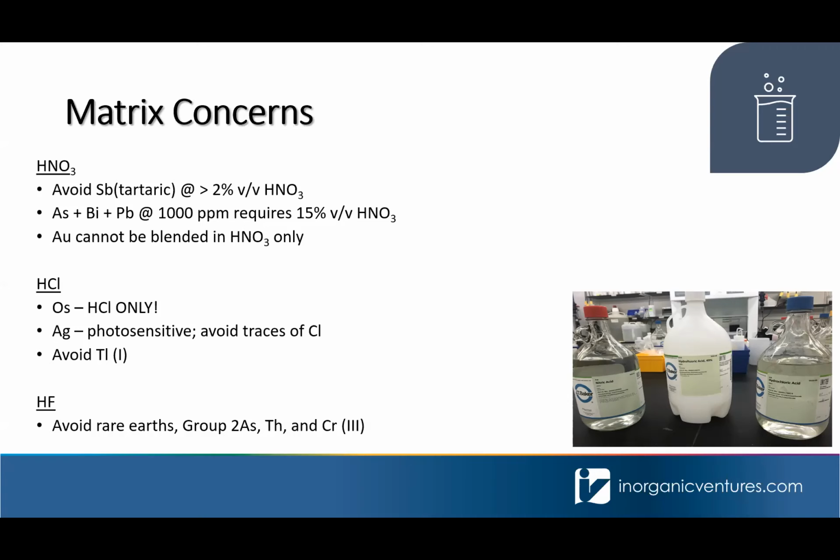Some situations require high levels of nitric acid. So situations where you have arsenic, bismuth, and lead all in one solution at a concentration of 1,000 ppm or more, we're going to require that that has 15% nitric or more. And that's to ensure that those elements remain in solution. Gold is a problematic element in a nitric-only matrix. So if you're using gold, you want to make sure that there's some level of chloride associated with gold so that you stabilize that element.